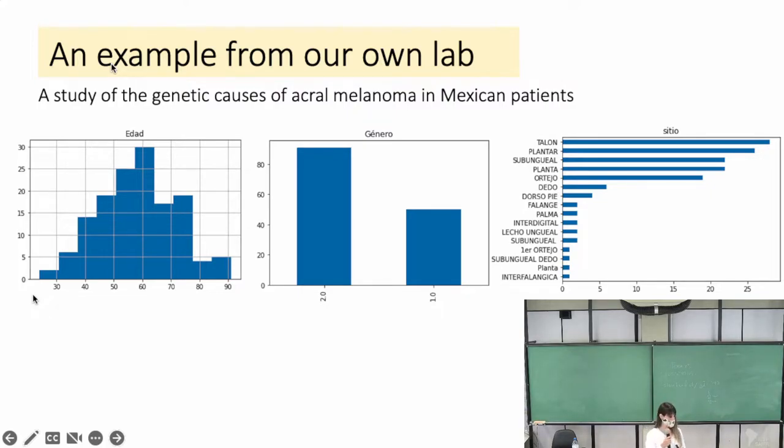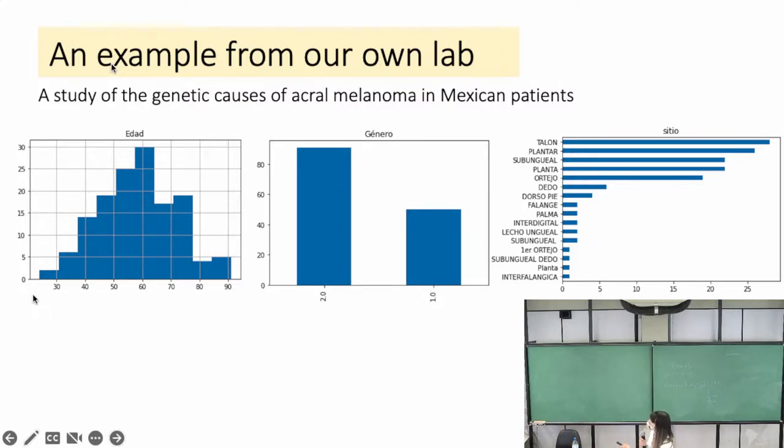It's okay? Okay. So basically, this is just a few of these variables that we were talking about. This is the age and the sex and the site where this melanoma occurred. A characteristic of this type of melanoma is that it's not caused by UV light. Maybe you have heard that melanoma is caused by UV radiation. In this case, this type of melanoma is not caused by UV radiation. So it occurs in places like palms of the hands and soles of the feet and under the nails.